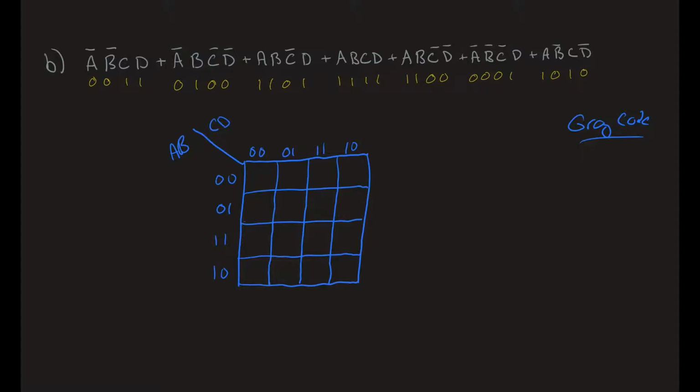Alright, fill it out. Alright, so 0, 0, 1, 1. Boom. Next up, 0, 1, 0, 0. Next up, 1, 1, 0, 1. 1, 1, 1, 1. 4 ones. That's here. 1, 1, 0, 0. That's here. 0, 0, 0, 1. And 1, 0, 1, 0. That's it.